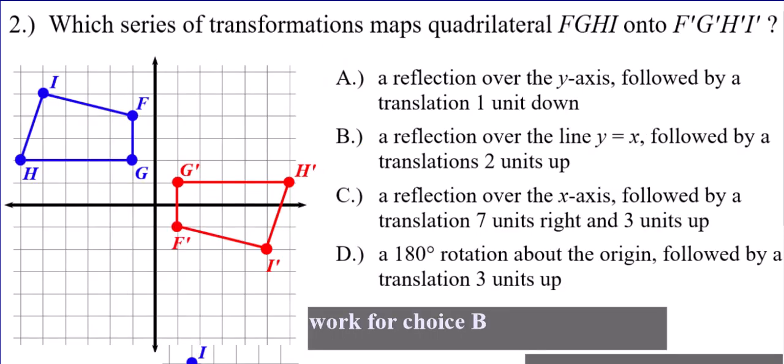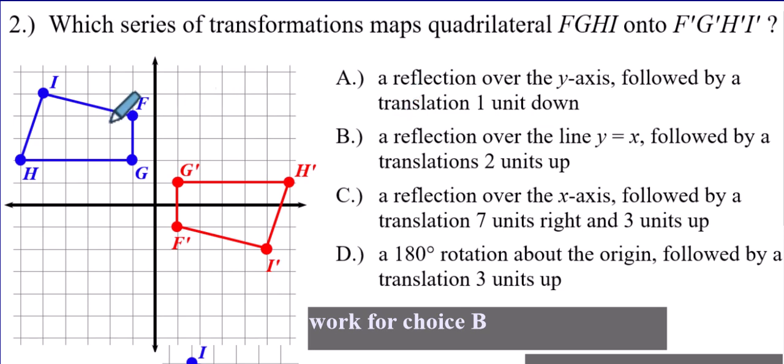Let's do this one together. This one's a little bit different than problem number 1, so let's do it together. Which series of transformations maps FGHI onto F prime, G prime, H prime, I prime? Okay. Let's go through each one.